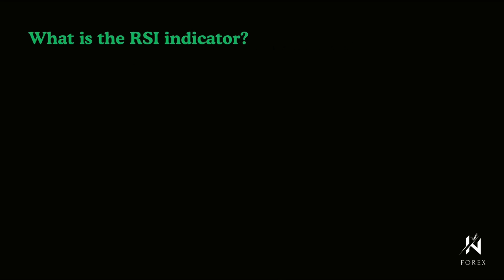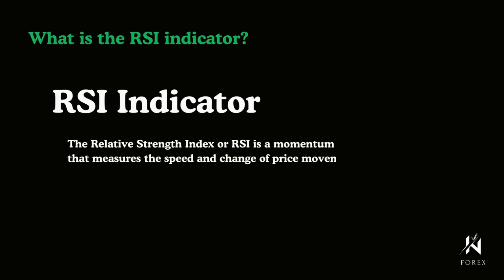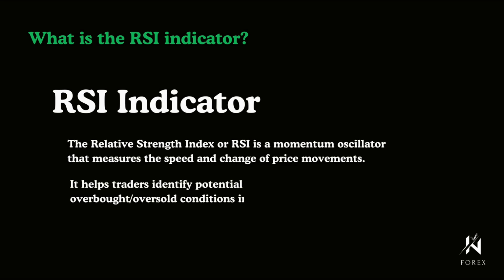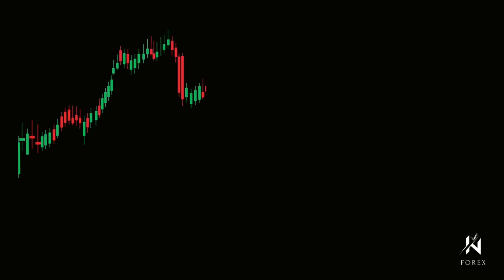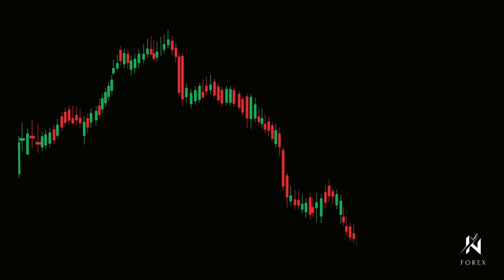Starting with the basics, what exactly is the RSI indicator? The Relative Strength Index, or RSI, acts as a momentum oscillator that tracks the speed and variation of price shifts. It assists traders in spotting possible trend reversals and overbought or oversold scenarios in the market. To add this indicator onto your chart, just go to the Indicators tab within the TradingView platform, then enter RSI in the search box. Once the Relative Strength Index shows up in the results, click on it and it'll be added to your chart.